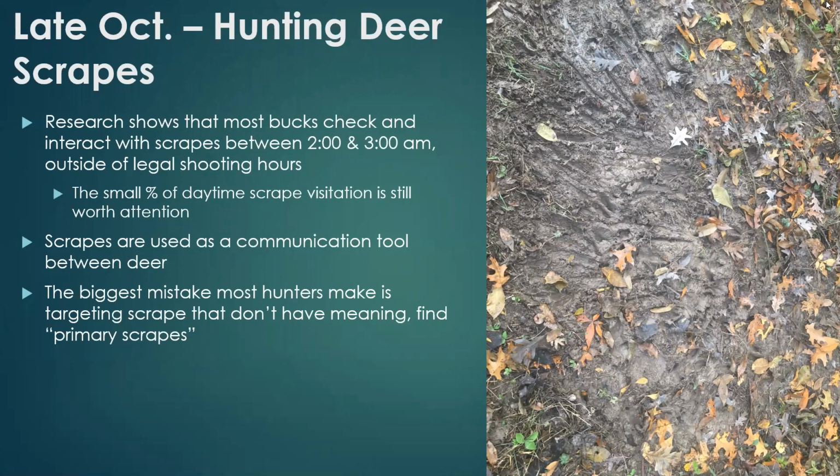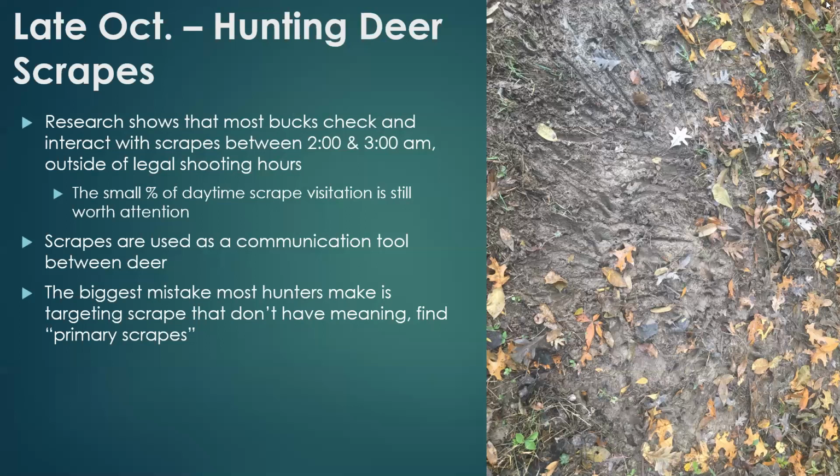Well, a lot of it is deer aren't using these scrapes during daylight hours. A lot of research from GPS collared deer shows that they are actively checking these scrapes between about 2 and 3 a.m. And obviously that's outside of legal shooting light. There's still a very small percent of daytime scrape visitation, but that's one technique that trail cameras can really help you pinpoint and narrow down. If you want to sit over a scrape, now you can confirm they're actually using that scrape during daylight hours. That's a pretty good sign.